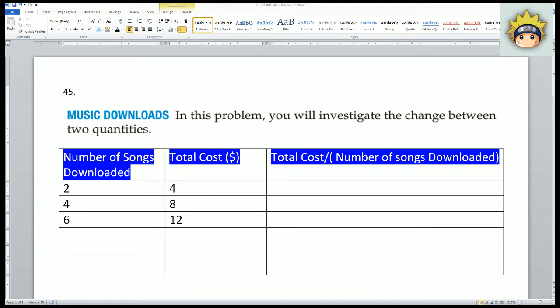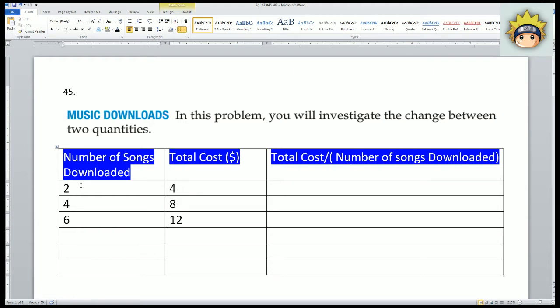This is going to be the homework solution for page 167, numbers 45 and 46. We have number 45 here. It says music download. In this problem, you will investigate the change between two quantities. The quantities that are changing here are the number of songs downloaded and the total cost. And this is their ratio, the total cost divided by the number of songs downloaded.